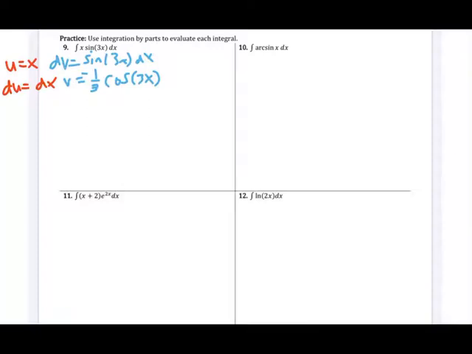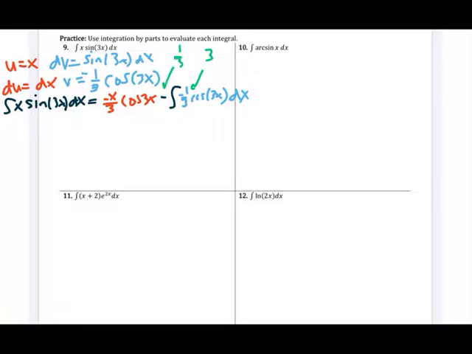So let's rewrite this using ultraviolet voodoo, uv minus v du. So uv is x times negative 1/3 cosine of 3x minus the integral of v, which is negative 1/3 cosine of 3x, times du, which is just dx. We're going to need to do a little bit of reverse chain rule to evaluate this integral. If I did the reverse chain rule, I would need a 3 here, which means I'm going to need another 1/3 out in front. So I'm going to keep all the red part the same here.